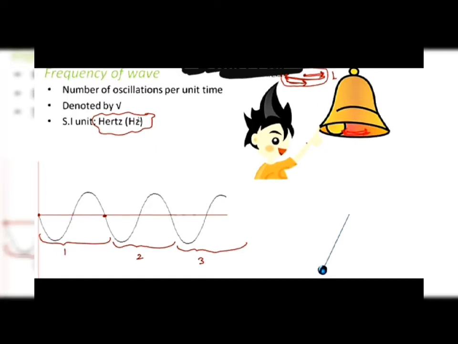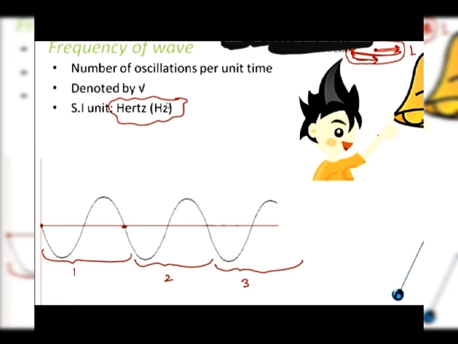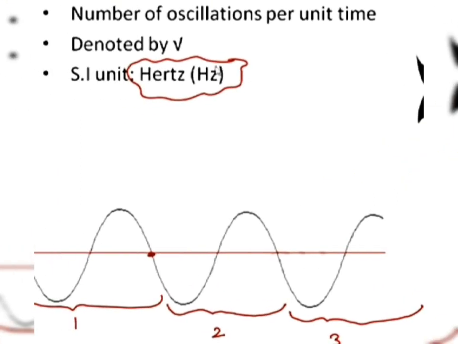Let's look at the wave. One oscillation starts from the trough and completes at the crest. Then from that point to another point, it's the second oscillation, and from here it is the third oscillation. So how many oscillations it's covering in a particular period of time? It is denoted by nu, and the SI unit of frequency is hertz, after the name of a scientist.